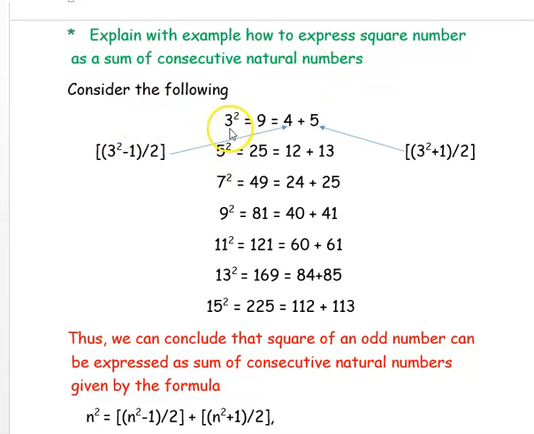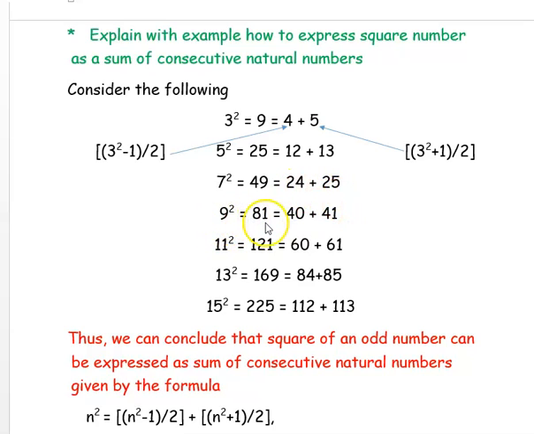So, first we will take 3 square. You know that 3 square is 9. So, 9 can be expressed as 4 plus 5. Then if you take the next number, let us take odd numbers, 5 square. So, 5 square is 25. 25 can be expressed as 12 plus 13. So, next is 7 square, 49. It can be expressed as 24 plus 25.